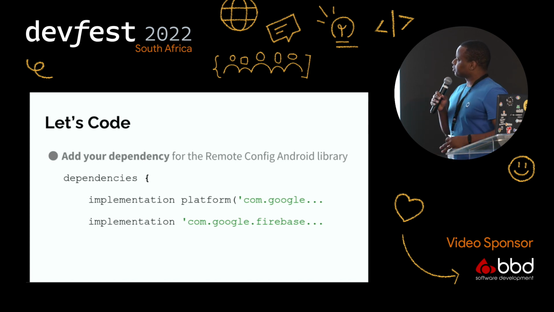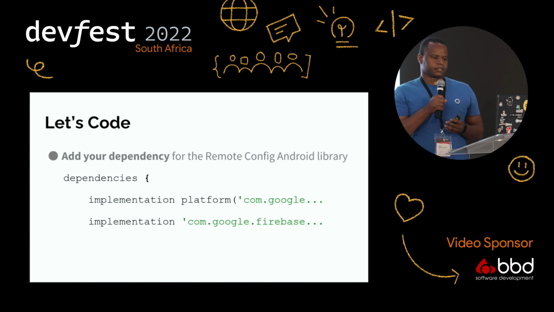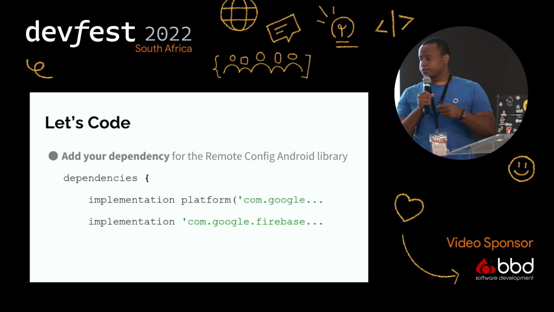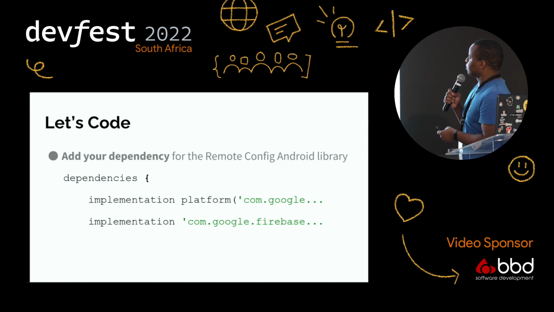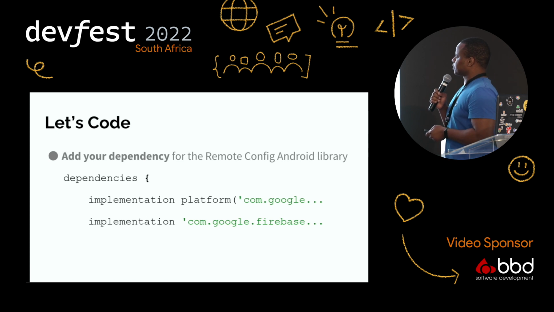So I've talked about how to create parameters on the Firebase console. Then obviously we need to discuss what you need to do on your apps. Specifically for Android, you'll need to add your dependencies, and I'm not going to talk about this much because there's good documentation, and I have included references at the end of the slides.